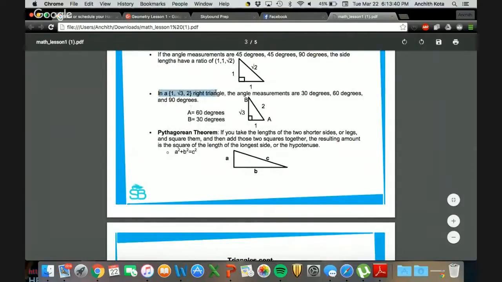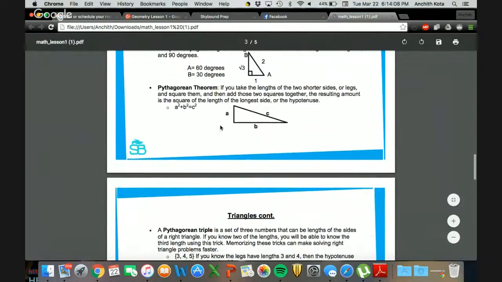Next, in a 1, square root of 3, 2 triangle, the smallest angle is 30 degrees, the medium angle is 60 degrees, and the angle opposite the hypotenuse is again 90 degrees. It's basically the same concept, except the ratio is a bit different: the smallest side is just 1, the hypotenuse is twice the smallest side, and the other leg is the smallest side times the square root of 3.